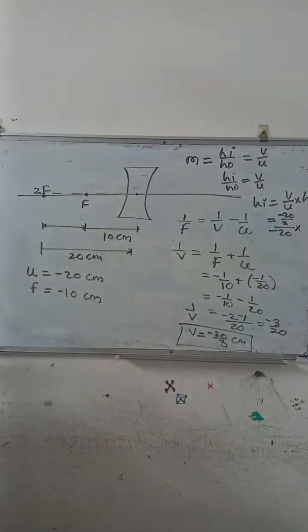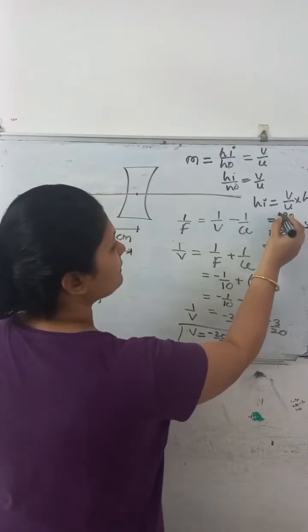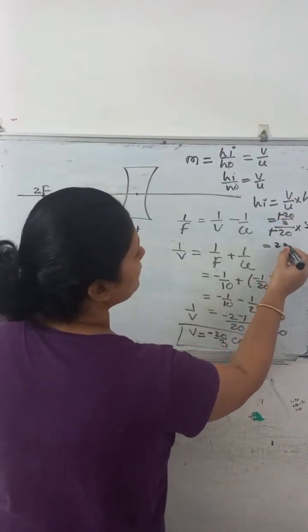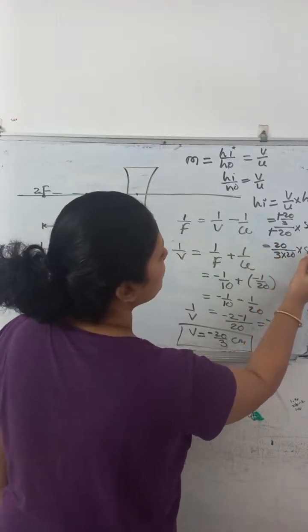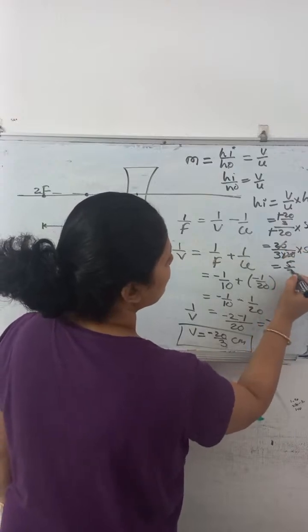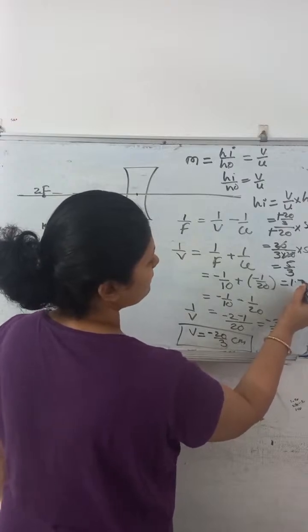HO is given as 5, because the object is placed 5 centimeter perpendicular to the principal axis. So minus 20 by 3 divided by minus 20, into 5. The minus signs get cancelled, the 20 gets cancelled with 20, and you will get the answer 5 by 3, that is about 1.7 centimeter.